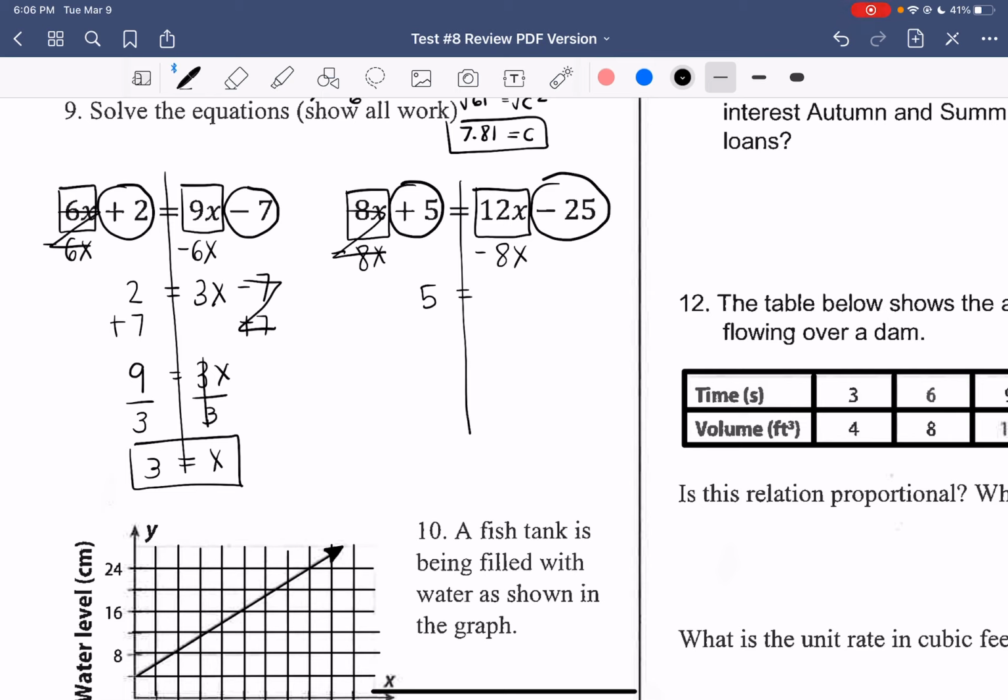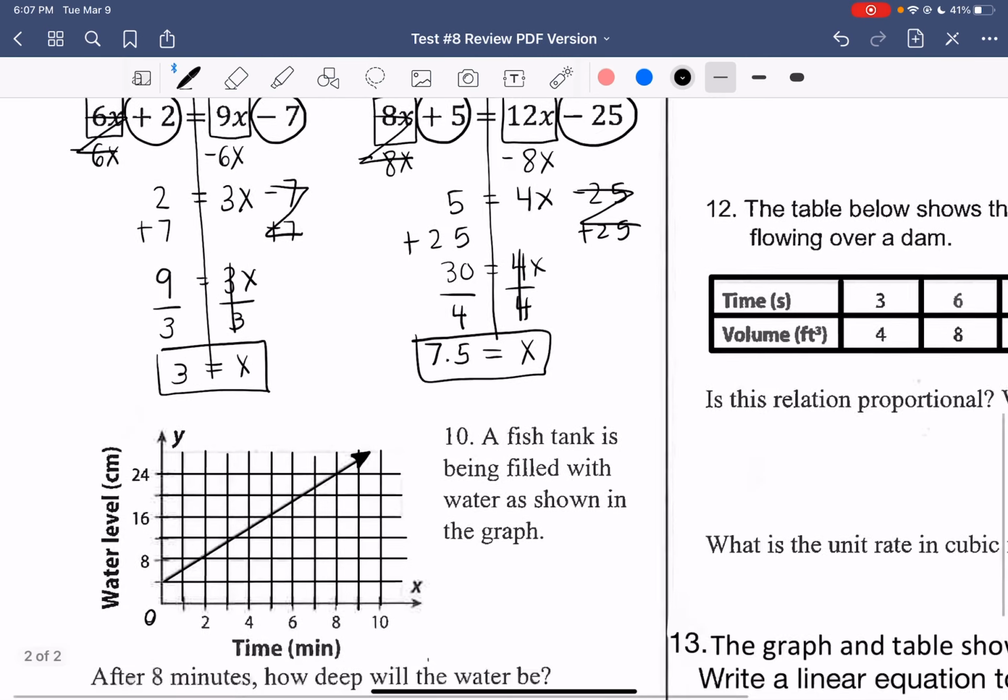5 equals 12x minus 8x is 4x minus 25. And then since we have constant numbers on both sides, we're going to add 25 to both sides. And then we're left with 4x equals 30. And then divide by our coefficient of 4, and we're left with x equals 30 divided by 4, which is 7.5.